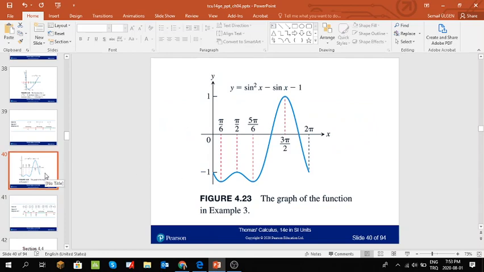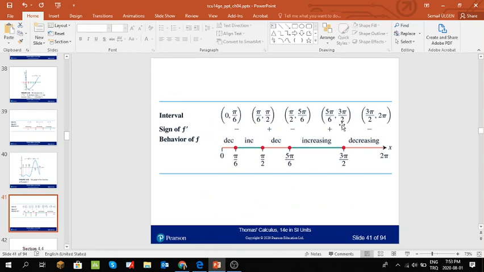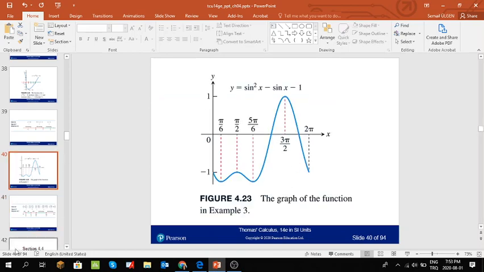Okay, usually nobody's going to give you this graph, but you're going to build this table, and by looking at this table, you're going to be able to draw this graph. Okay, that's the end of this section.